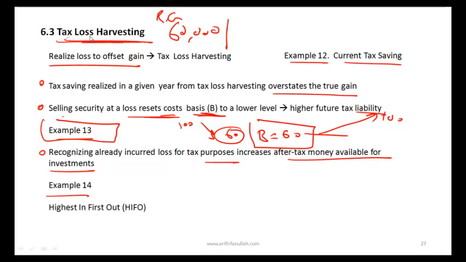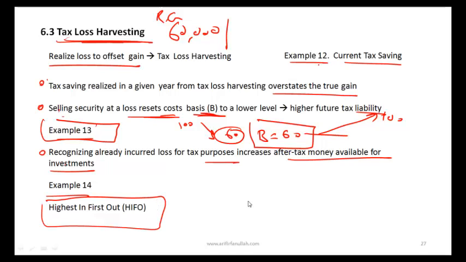The point here is with tax loss harvesting, you need to know what it is. You need to know these bullet points because any of these bullet points might show up on the exam. And you need to do examples 12, 13 and 14, all of which are numerically fairly straightforward. And the last point in this section is a strategy that is very similar or related to tax loss harvesting, which is a strategy called HIFO, or highest in, first out.